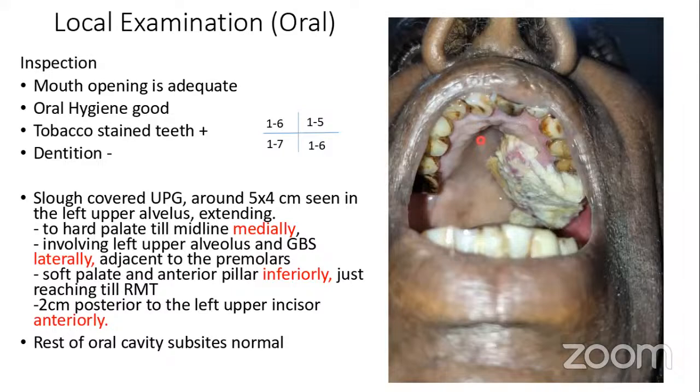In a deeper biopsy, you dig out whatever slough there is, then go for deeper granulation or whatever fleshy tissue. Till that time, you have to take out all the stuff. Then you can't do an incisional biopsy. In that situation, you have to go for a deep biopsy.